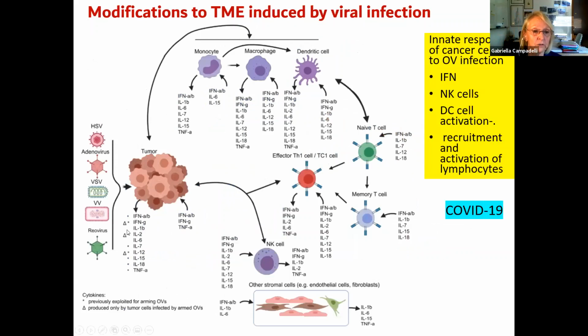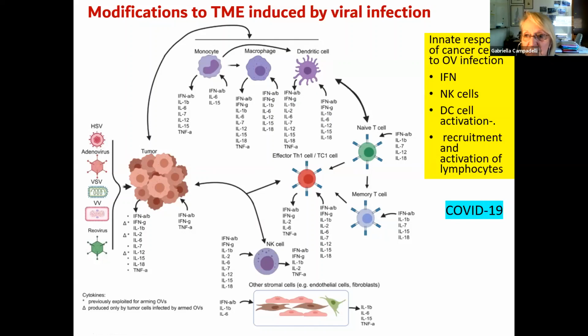This is done through secretion of a number of cytokines and chemokines. I don't want to go into it. These are the infected tumor cells. In the tumor bed, the monocytes, macrophages, and dendritic cells also in turn secrete all these factors. This will activate, as I mentioned, the T cells, memory and naive, and these cells will populate the tumor. So, secretion of IFN, activation of NK cells and dendritic cells, recruitment and activation of lymphocytes.